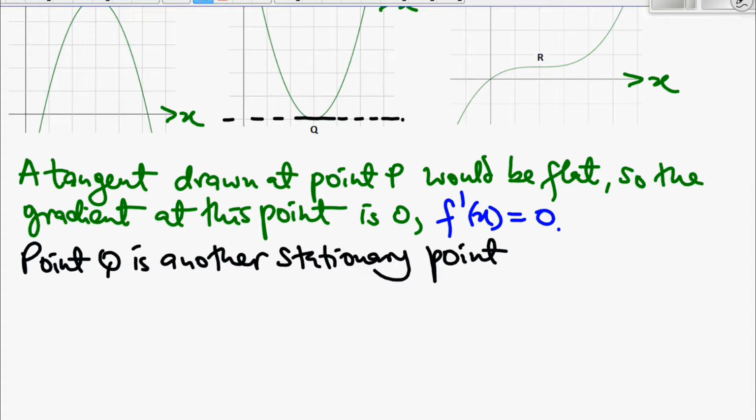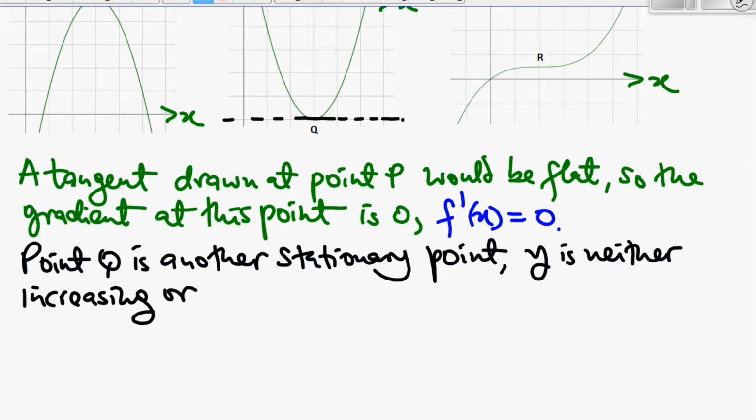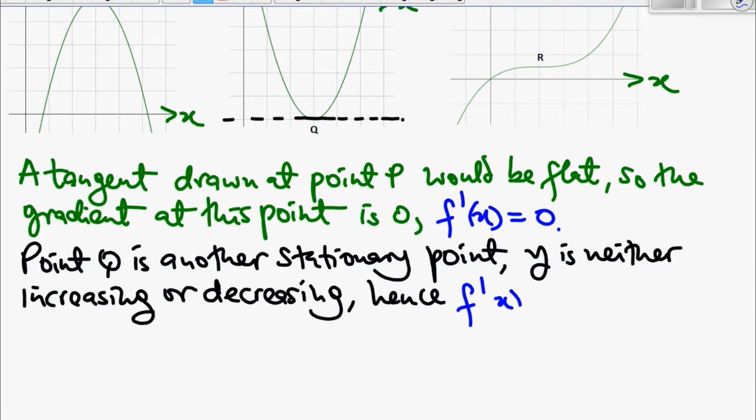And this is because y is neither increasing nor decreasing. Hence, which means the gradient or the slope at this point is equal to 0. Okay.